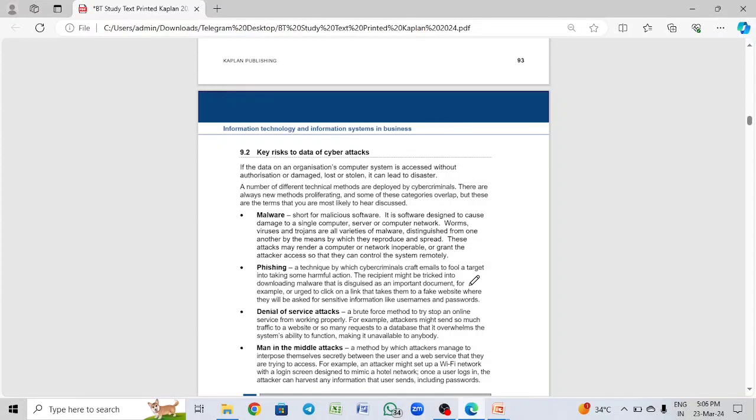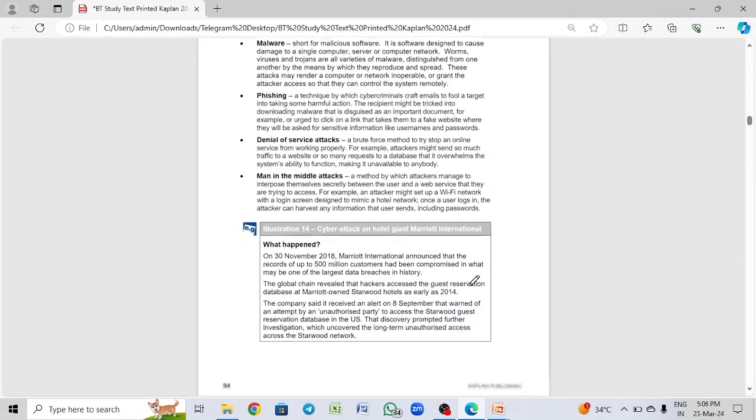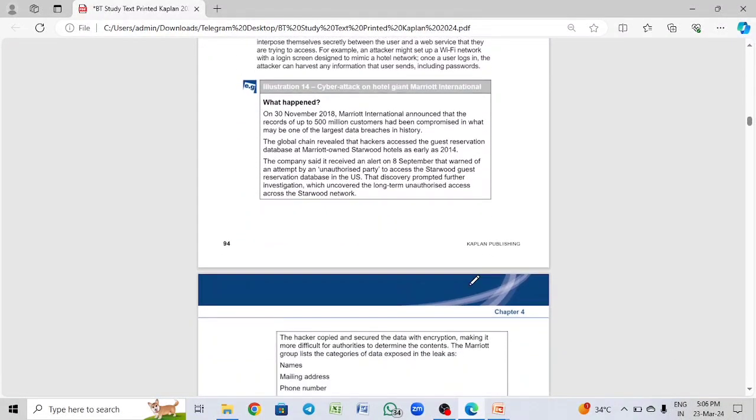Man in the middle is again, for example, we go to a website and it shows that the certain website has moved to other pages or other web links, and we get certain web links over there to access the website. So those are the man in the middle attacks. Okay, so these are the kinds of cyber attacks. Now we have a case study over here.